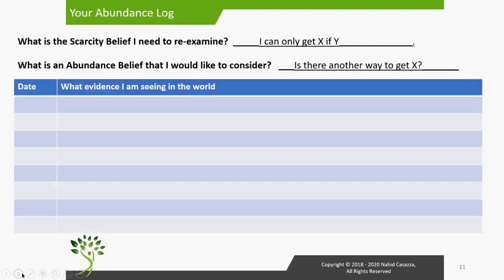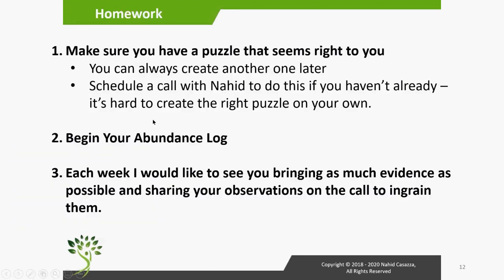Let's go to the homework page. Homework. Make sure you have a puzzle that seems right to you. You can always create another one later. Schedule a call with Nahi to do this if you haven't already, because it's hard to create the right puzzle on your own. Begin your abundance log. I want you prepared with your abundance log in front of you and all the evidence that you've gathered, all the observations that you've made, for the call next week.